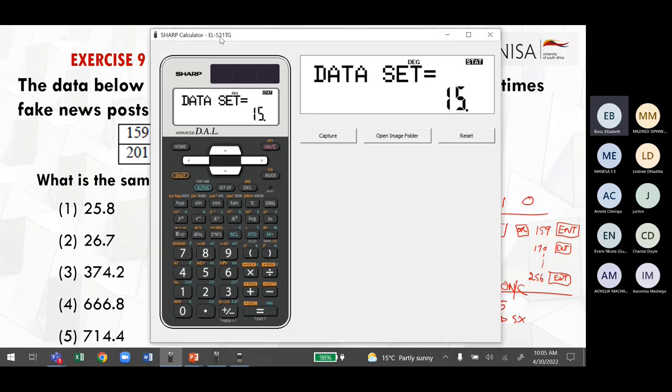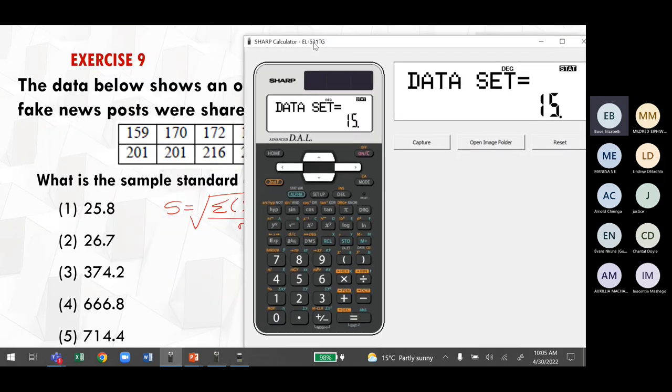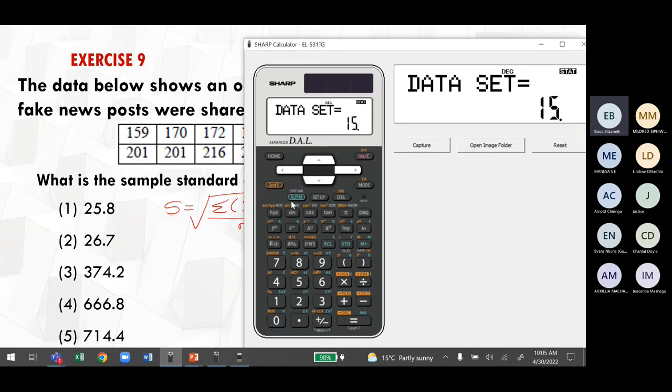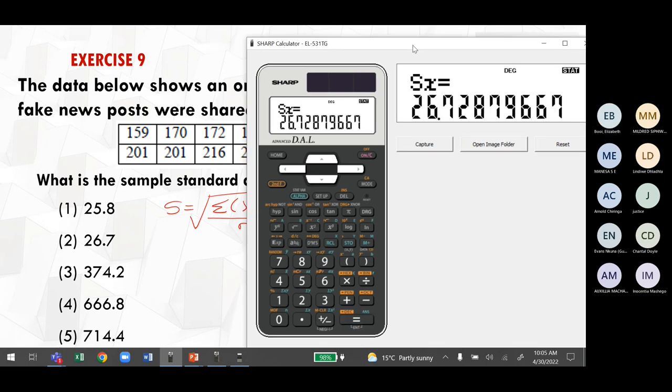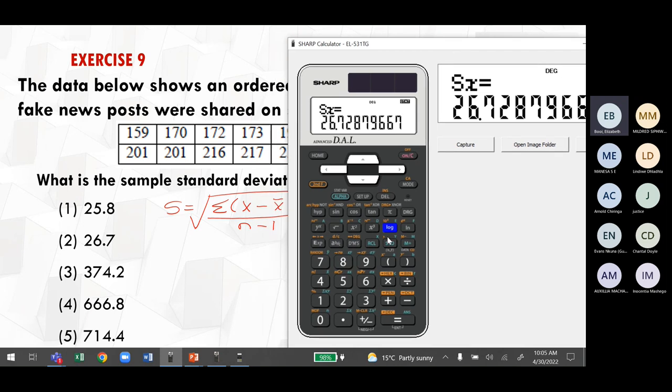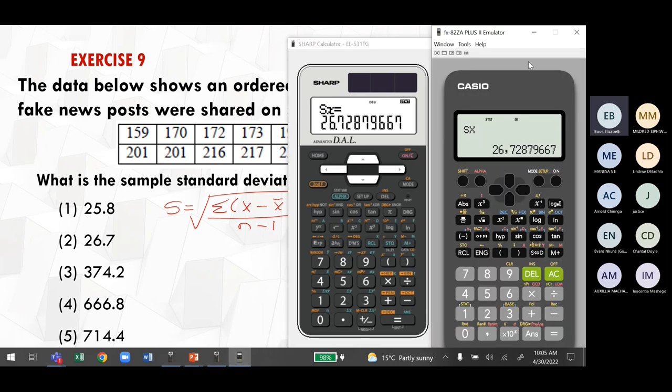Then you just need to press alpha 5. So alpha button number 5 and then equal: 26.7. Did we also get 26.7?